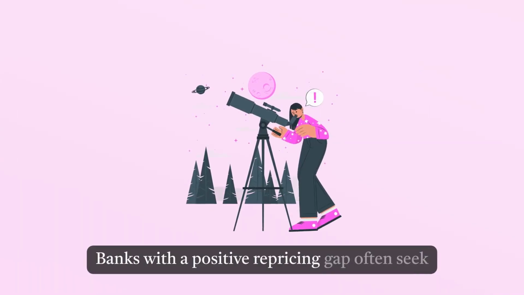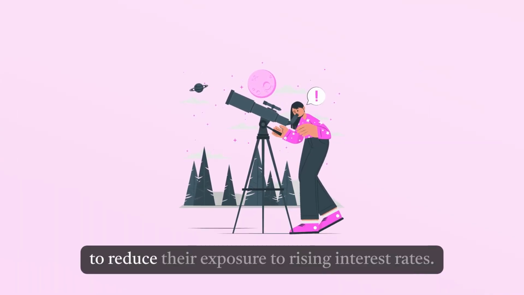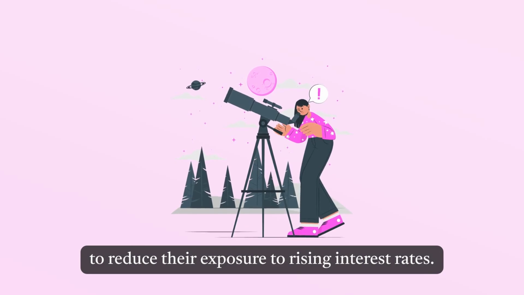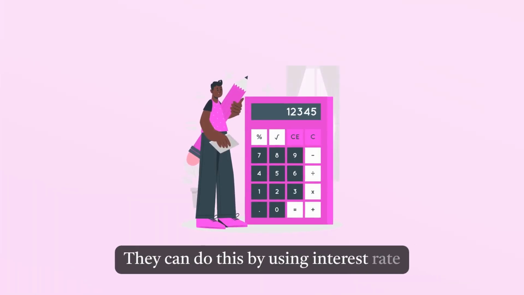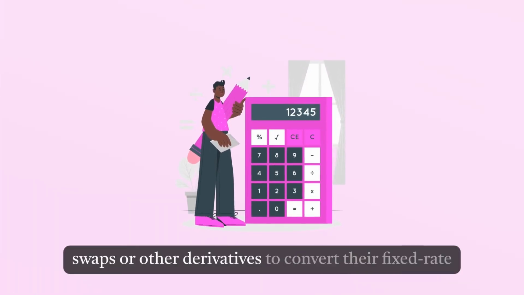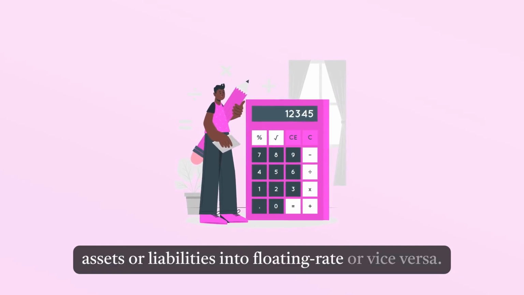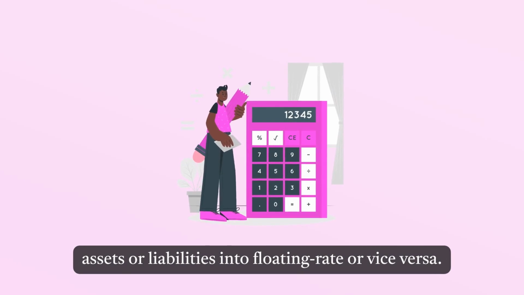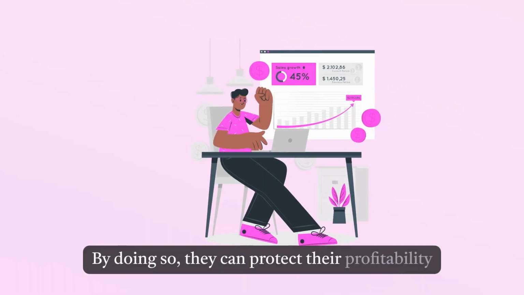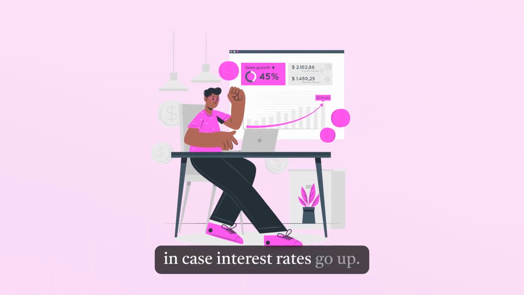Banks with a positive repricing gap often seek to reduce their exposure to rising interest rates. They can do this by using interest rate swaps or other derivatives to convert their fixed-rate assets or liabilities into floating rate, or vice versa. By doing so, they can protect their profitability in case interest rates go up.